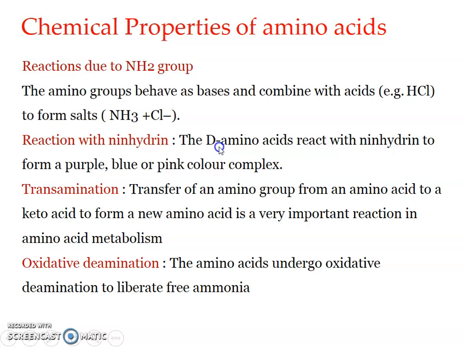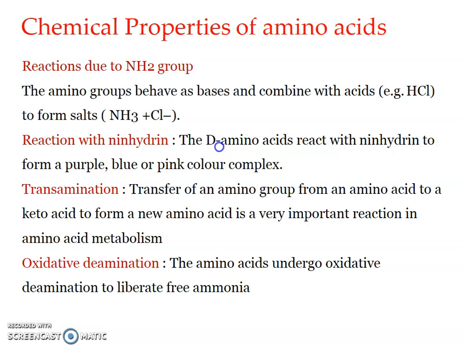The alpha amino acid reacts with ninhydrin reagent to form a purple, blue, or pink colored complex, and this is known as Ruhemann's purple. The amino acid with ninhydrin gives rise to keto acids, and further reaction gives rise to the purple coloration. So it is a very important reaction, the ninhydrin reaction. It is because of the amino group present in the amino acid.